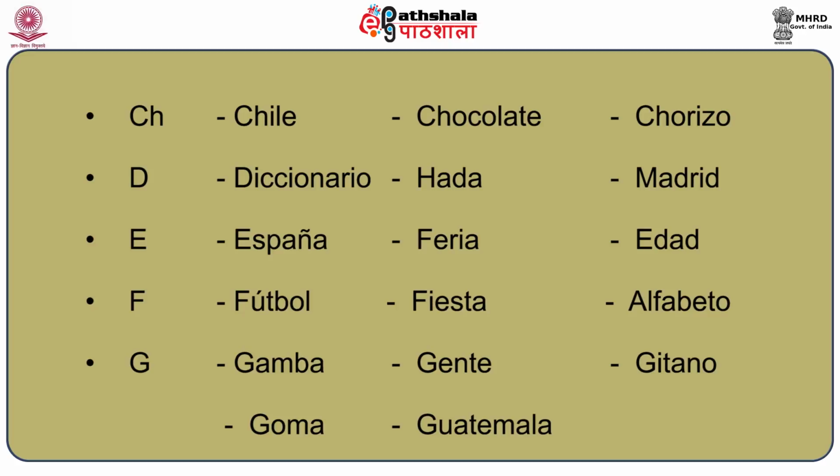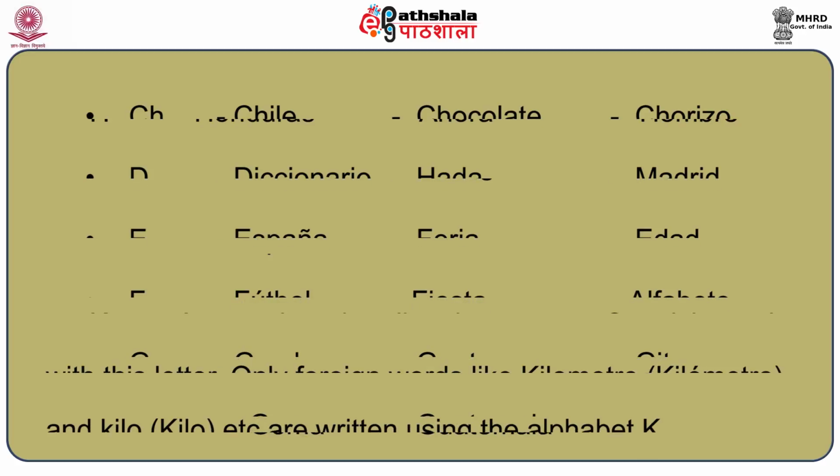F is F, as in football, fiesta, alfabeto. G is Ge, as in gente or gitano. But when this G comes before the vowels A, O and U, it is pronounced as a hard G. For example, G-A-M-B-A will be gamba. Then G-O-M-A is goma or Guatemala.